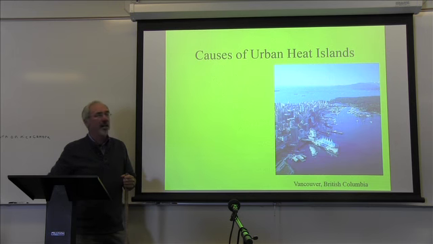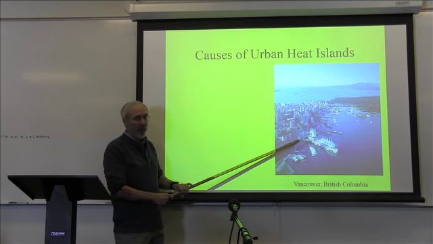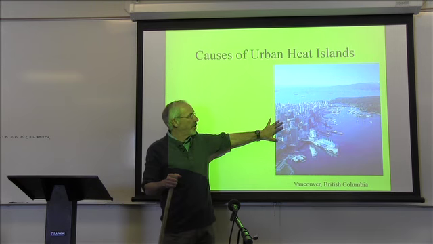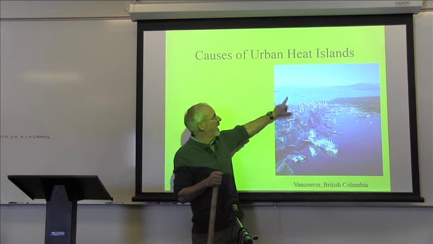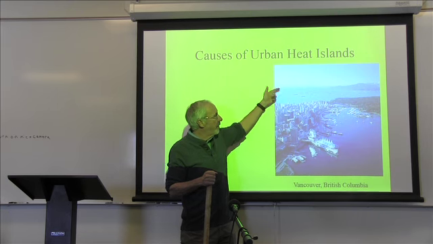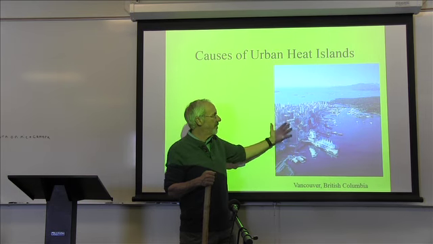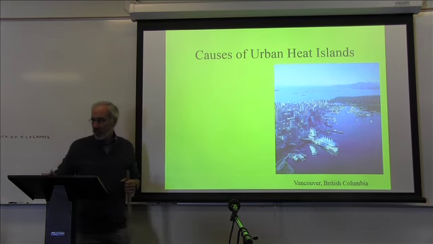Okay, another cause of urban heat islands, and I'm going to give you the example of Vancouver, British Columbia, because I'm familiar with it. This is downtown Vancouver, just to set it up. You're looking out to the ocean here, and generally the wind is blowing off the ocean from a westerly direction into the city of Vancouver. Let's take a look at what happens here.